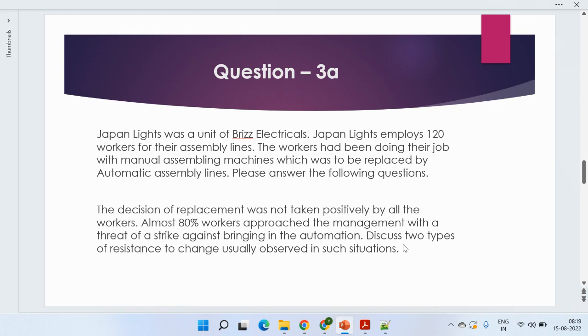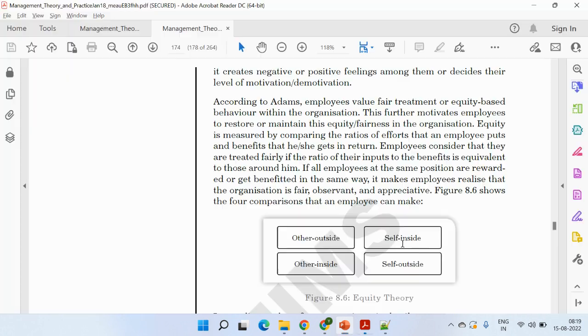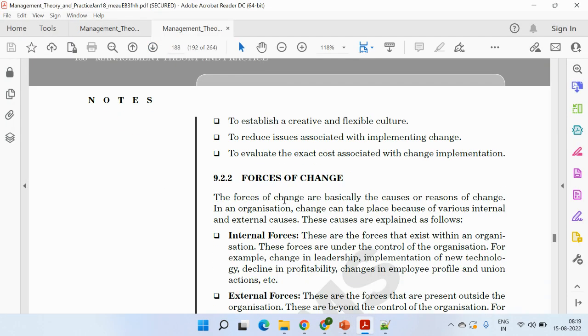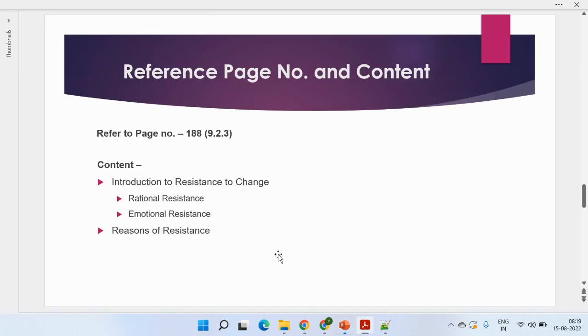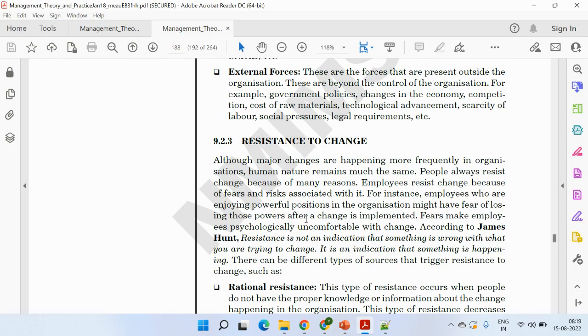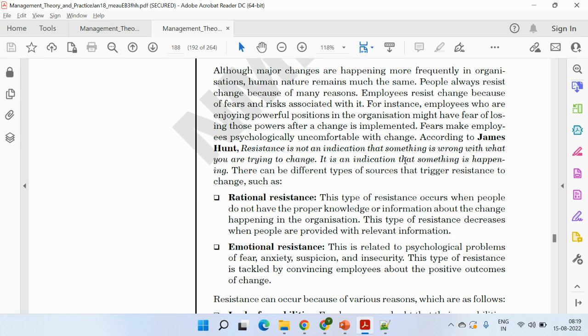So here you just need to talk about the two types of resistance to change. Go to page number 188. Here, in section 9.2.3, resistance to change, you just need to give a brief on what resistance is. Then talk about the two types of resistance. The very first one is traditional resistance, when people do not have the proper knowledge or information. And the second one is emotional, as we discussed: the fear, anxiety, suspicion, or insecurity about their job.